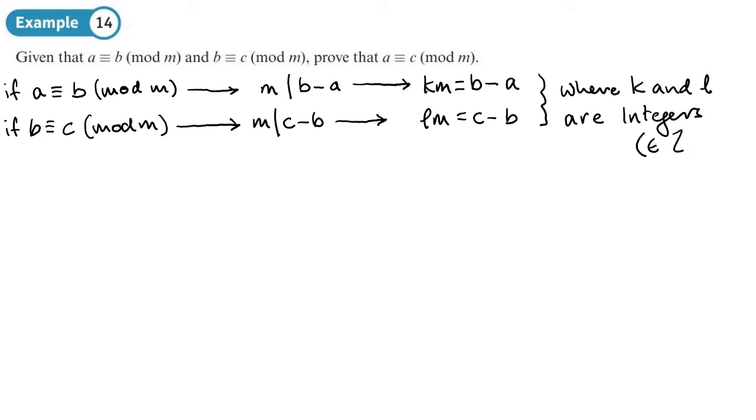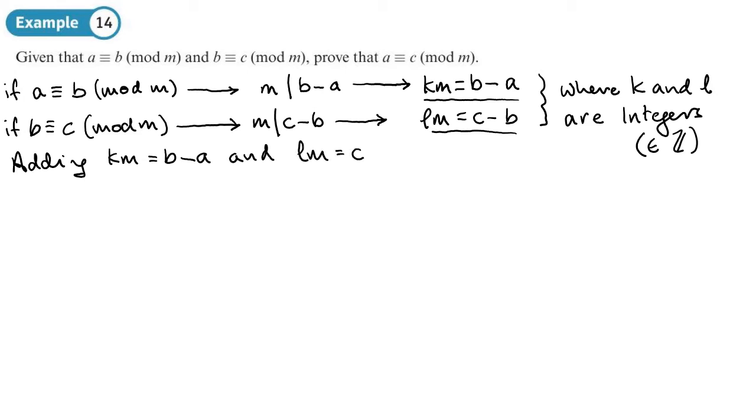So they're elements of the integer set of numbers. Now the next step is I'm going to add together these two equations here. So adding Km equals B minus A and Lm equals C minus B, I'll get this, Km plus Lm equals B minus A plus C minus B.